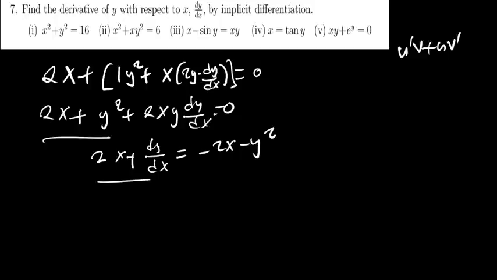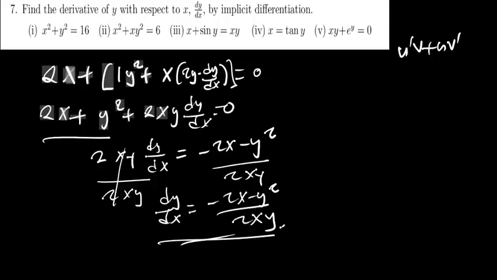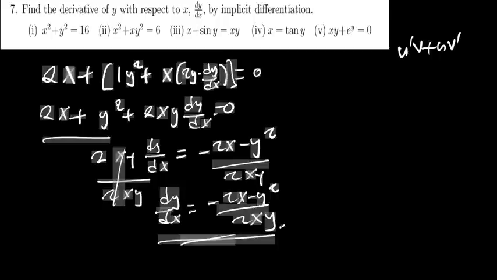So we're dividing both sides by this. Even here we cancel this. dy/dx being equal to negative 2x minus y squared divided by 2xy. That is the answer. After reaching this point, I believe we can go ahead and look at the next question.